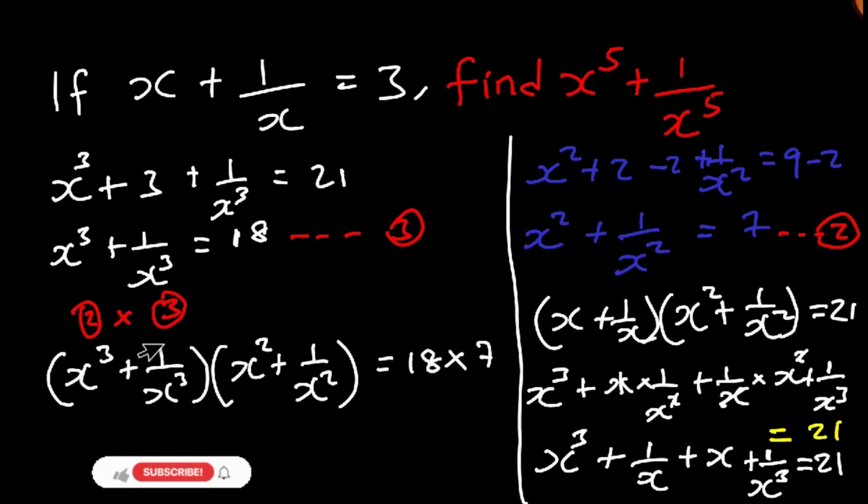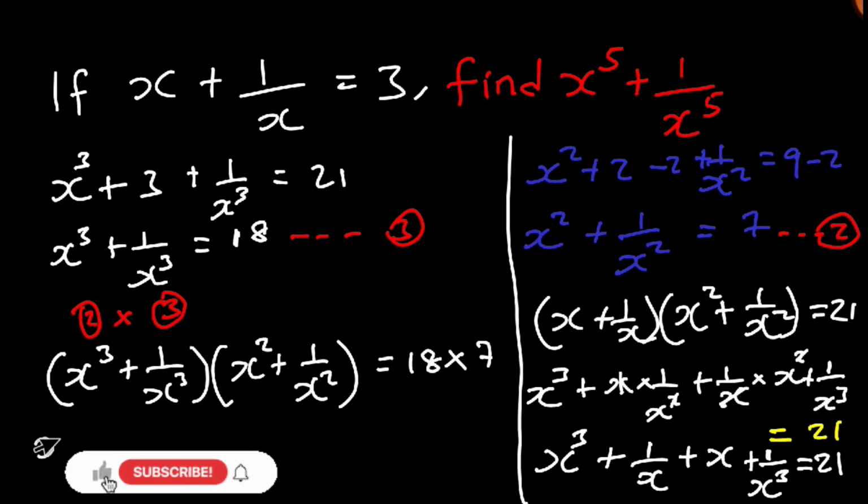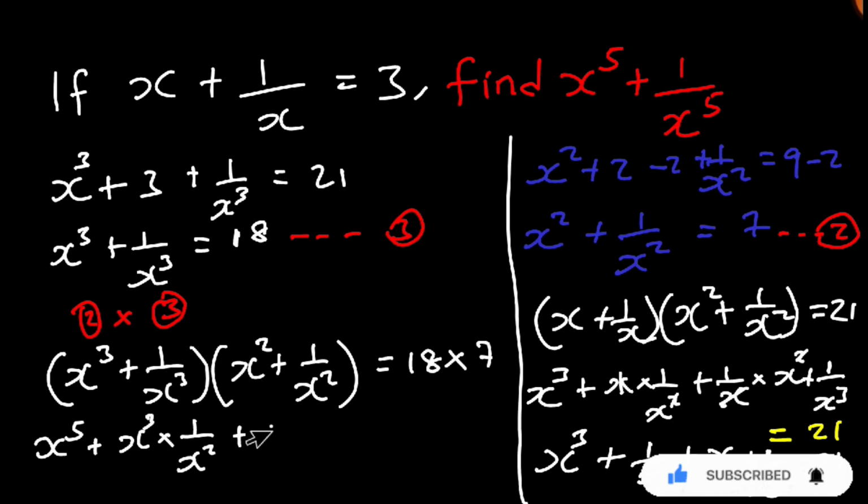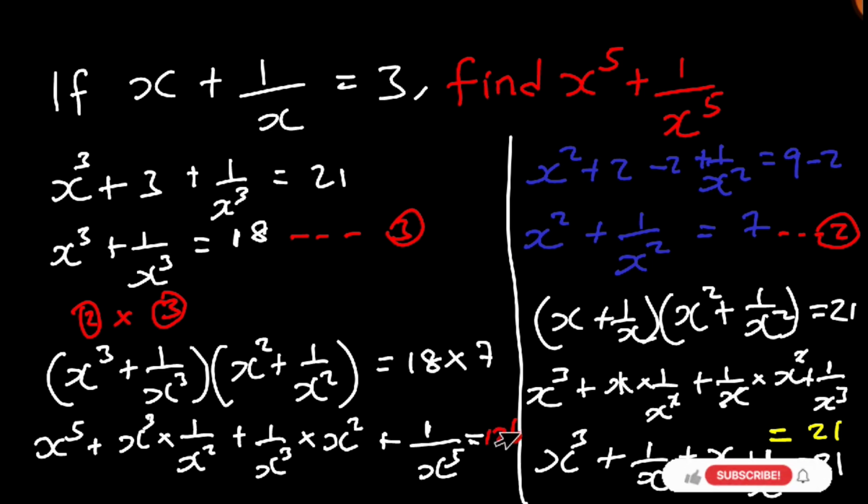So you have x cubed times x squared, which is going to give us x to the power of 5. Then x cubed multiplied by 1 over x squared, then plus x cubed multiplied by 1 over x squared, then plus 1 over x cubed multiplied by x squared, then plus 1 over x cubed multiplied by 1 over x squared. This one will give us 1 over x to the power of 5. Now all of this will be equal to 18 times 7, which is 126.